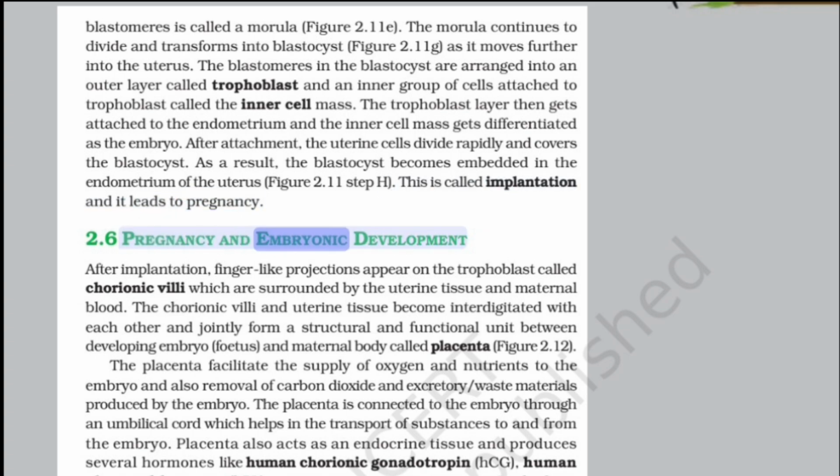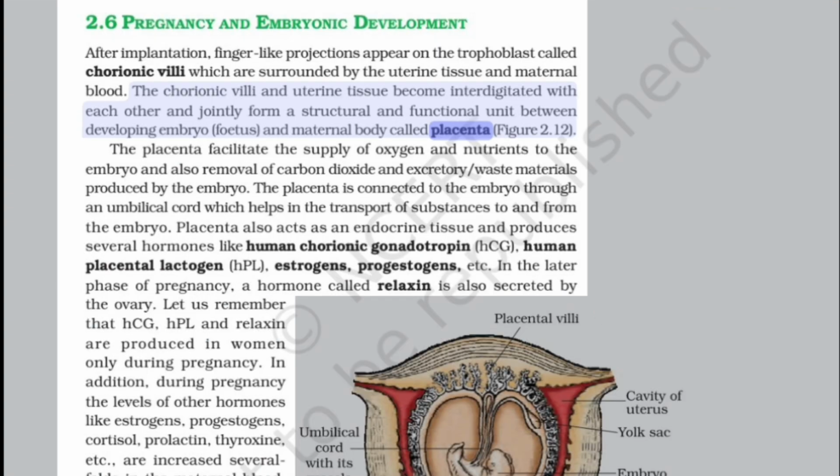Pregnancy and embryonic development. After implantation, finger-like projections appear on the trophoblast called chorionic villi, which are surrounded by the uterine tissue and maternal blood. The chorionic villi and uterine tissue become interdigitated with each other and jointly form a structural and functional unit between the developing embryo, fetus, and maternal body called placenta. The placenta facilitates the supply of oxygen and nutrients to the embryo, and also removal of carbon dioxide and excretory waste materials produced by the embryo.